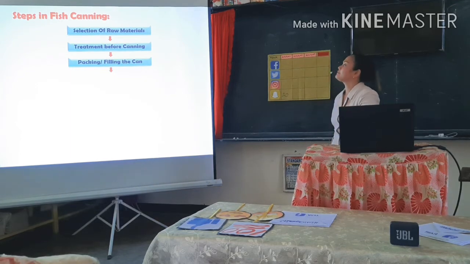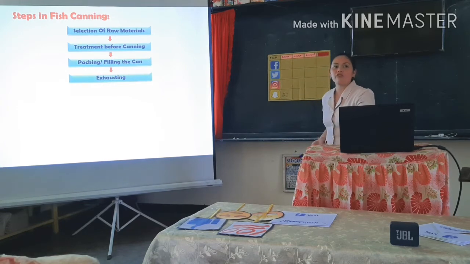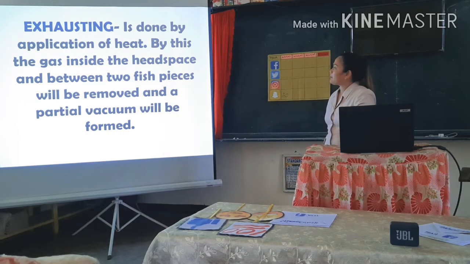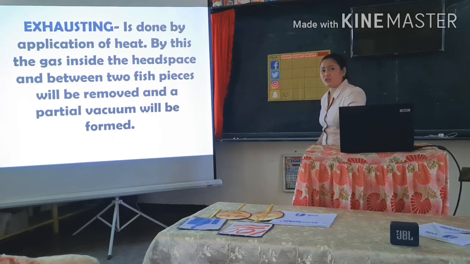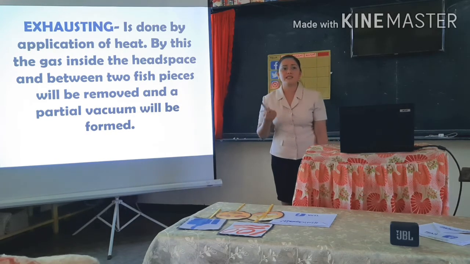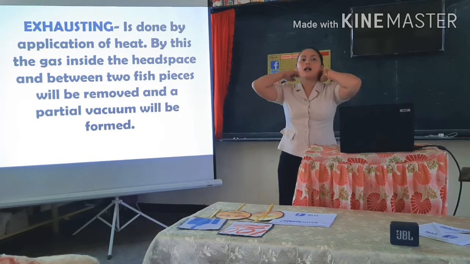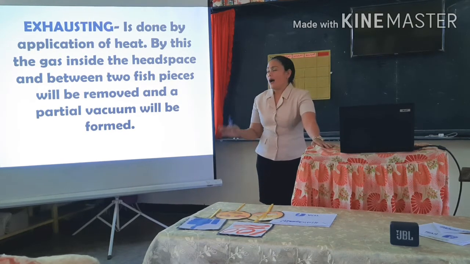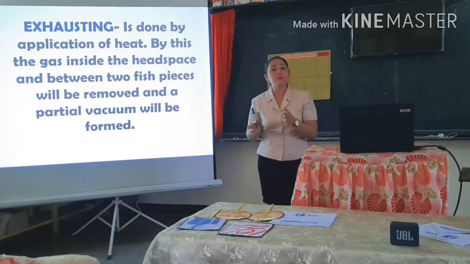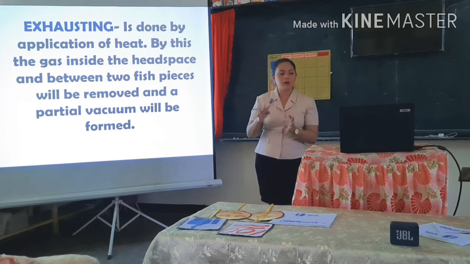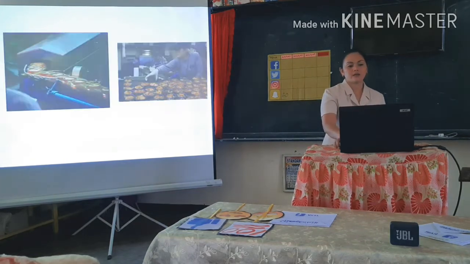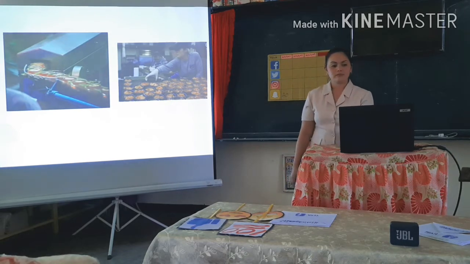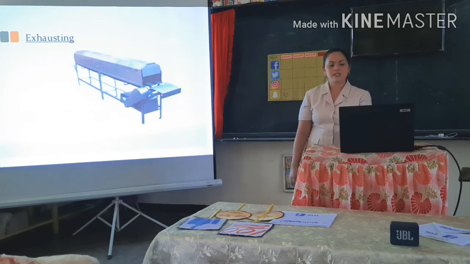For the fourth process, say, exhausting. Very good. Exhausting, this is the removal of air. Instead of application of heat, the gas inside that space and between 2 fish pieces will be removed and partial vacuum will be formed. So usually the exhausting is removal of the air from the can before it is being sealed. It is done by the application of heat. Even in historical days of canning, it was thought that the contact of the air is responsible para ma-spoil yung mga pagkain. So, ang other purpose of exhausting too is para hindi mag-bulge. Prevention of bulging of the can. Okay, this is the exhausting process. This is the exhausting machine.